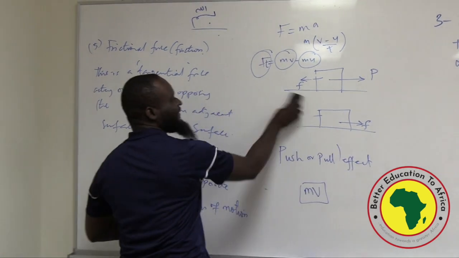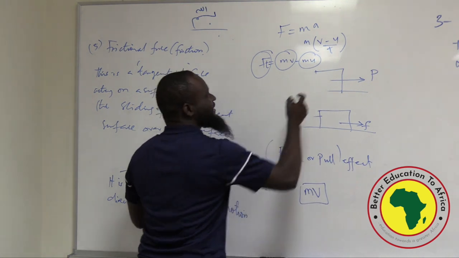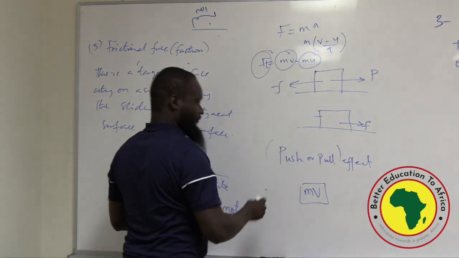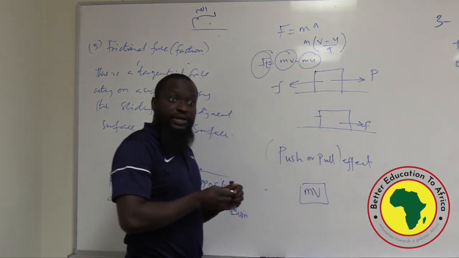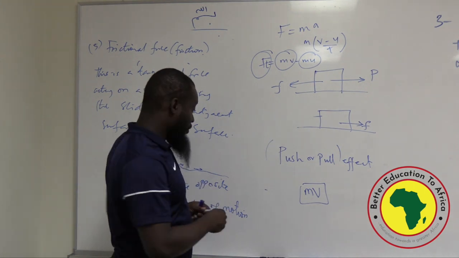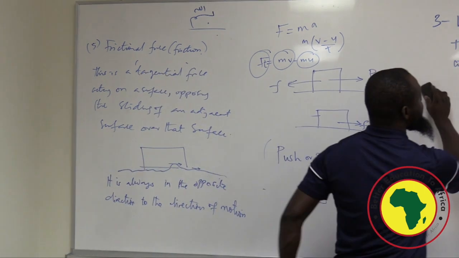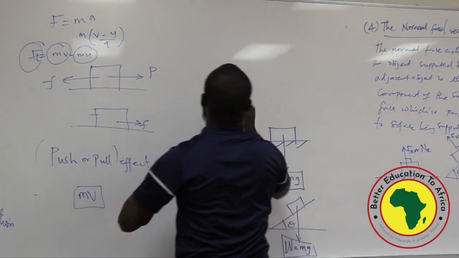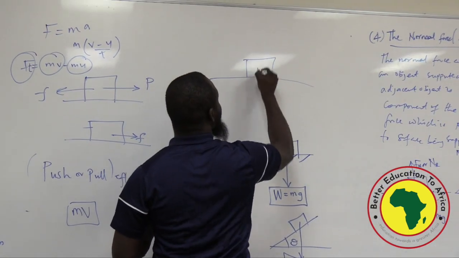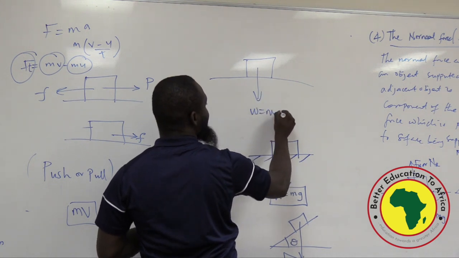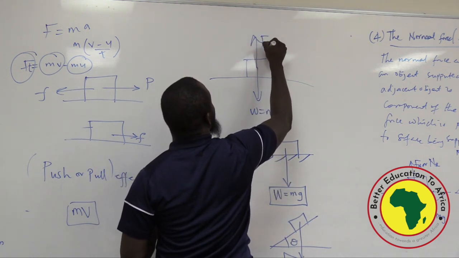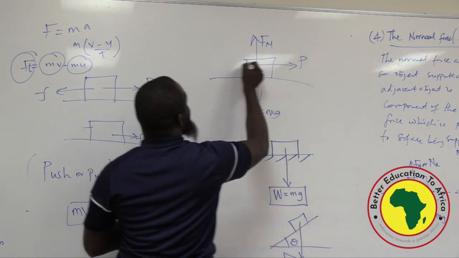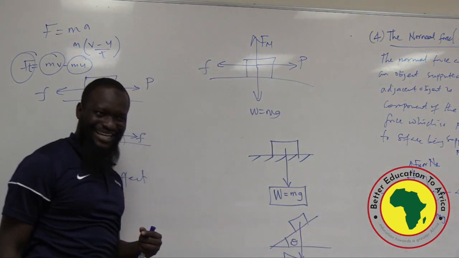Now, that is the friction. So now we've been able to identify three forces. We could make four. If I draw an object on a surface like this, you could tell this is the weight, mg. This is the normal force, Fn. If a force P is a pulling force, I know there's a frictional force F opposing it here.